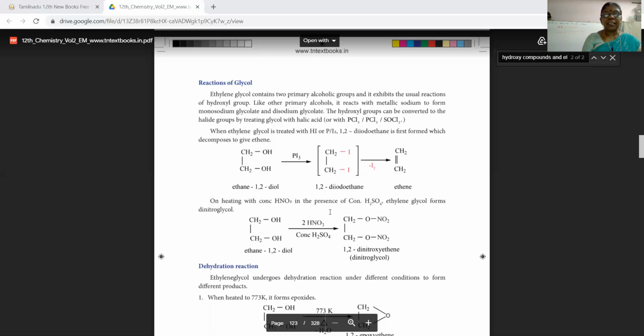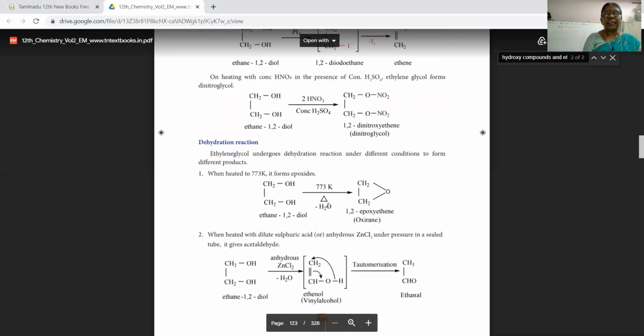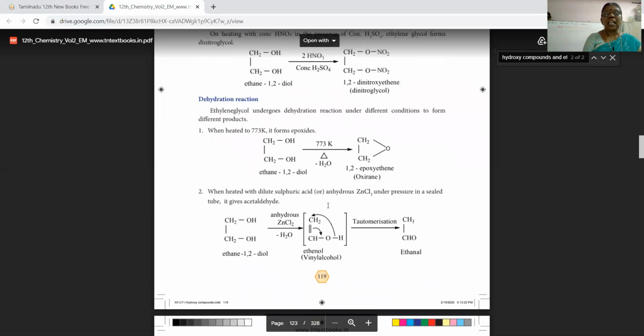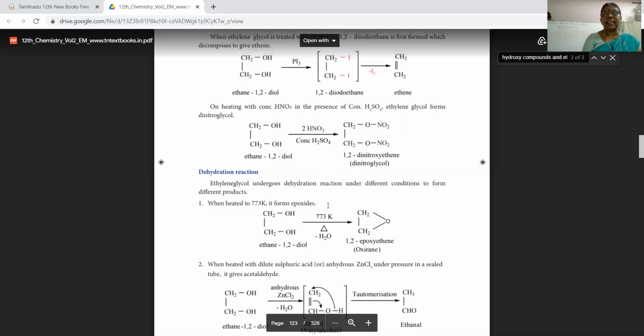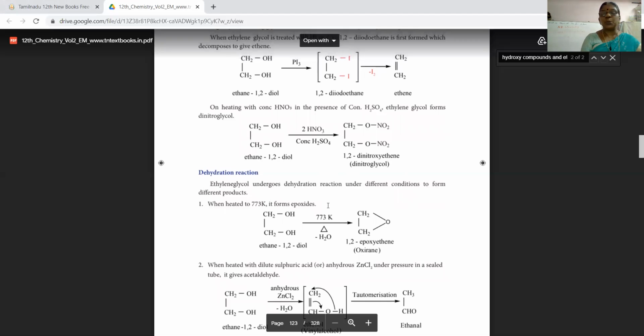On heating this with concentrated nitric acid and sulfuric acid, that is called the nitrating agent, those two H atoms are removed and NO2 is substituted there. That is CH2ONO2, CH2ONO2. That is called 1,2-dinitroxyethane. It is otherwise called dinitroglycol.